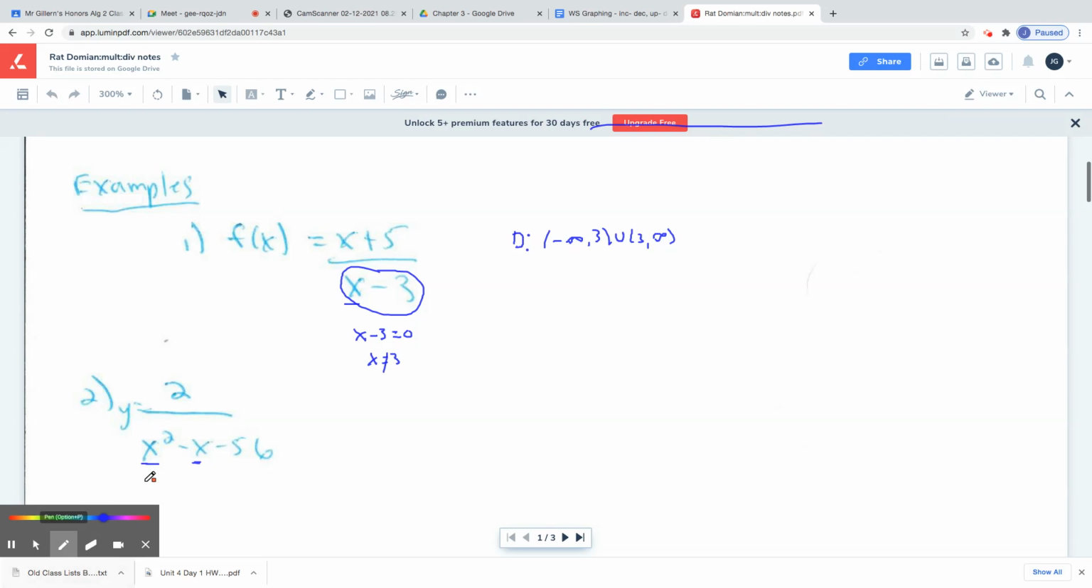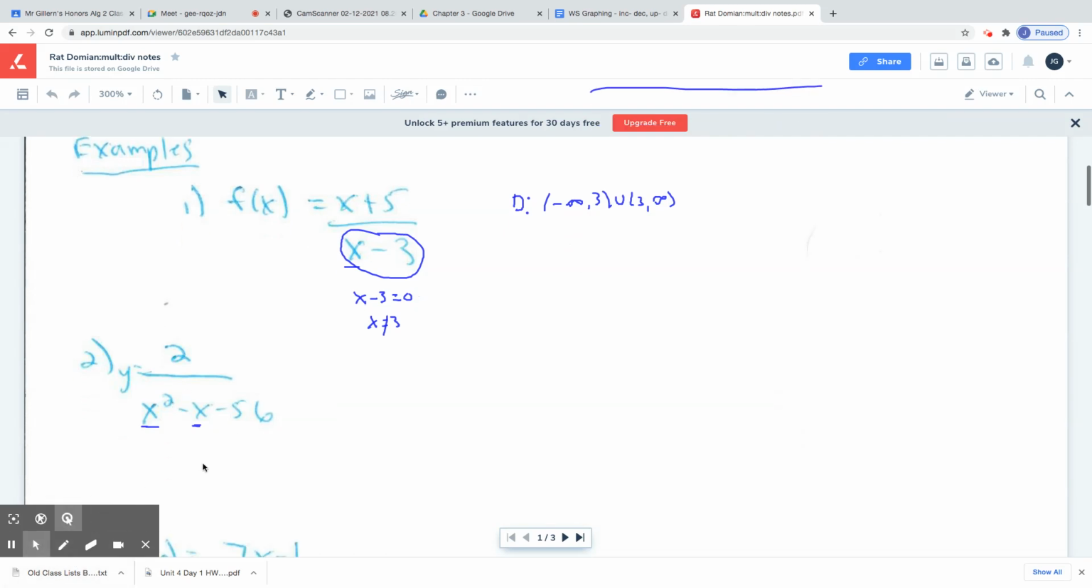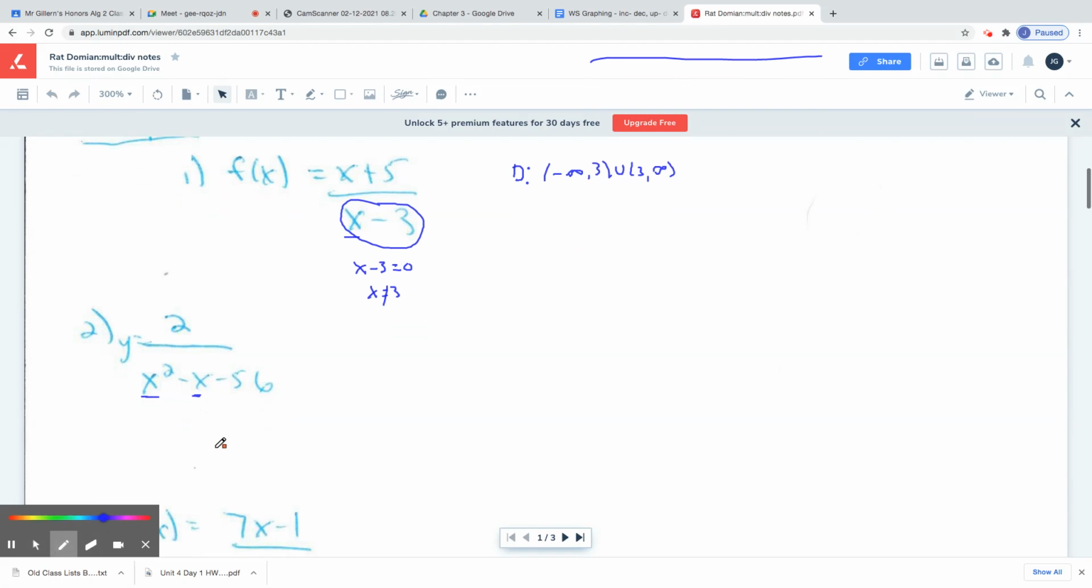Now, in example 2, you're actually going to have 2 numbers that it can't equal. If I set this equal to 0 and factor it, what is that, 8 and 7? So that's x minus 8, x plus 7, which means you would get 8 and negative 7. So the domain is x could be any value. It just can't be 8 and it can't be negative 7.